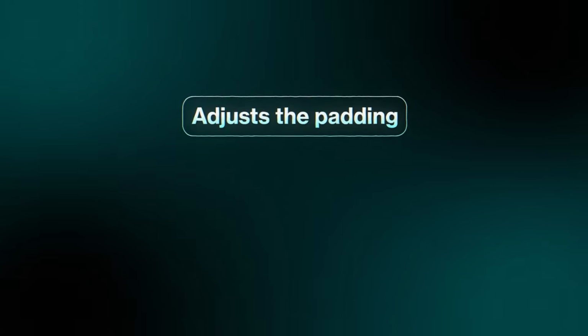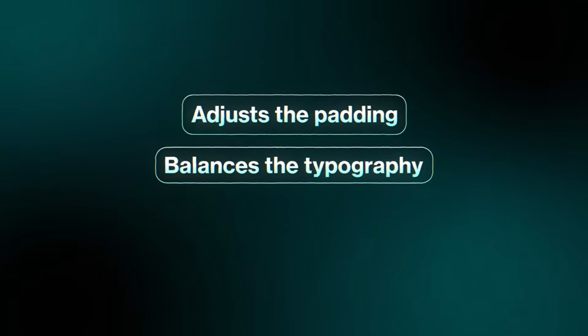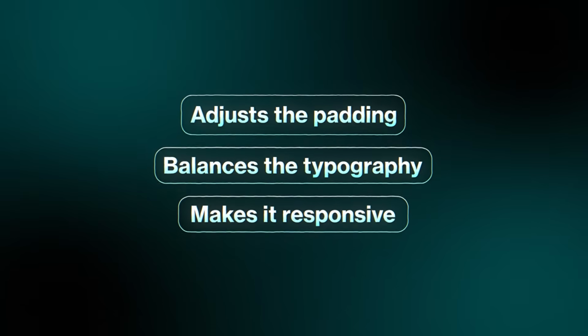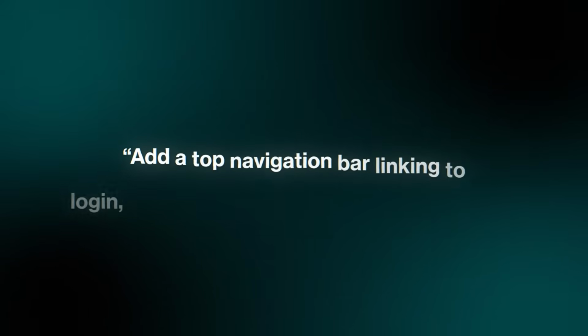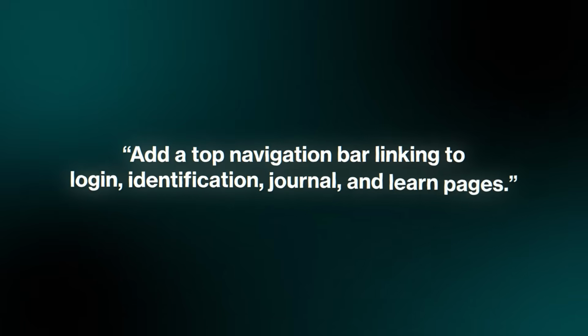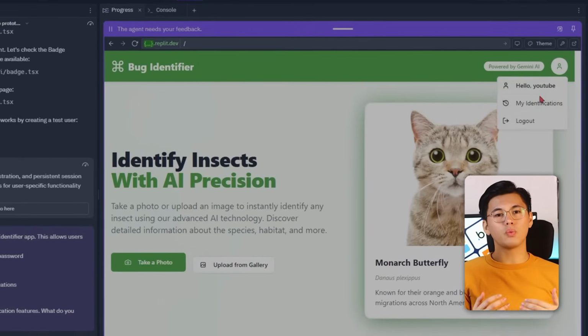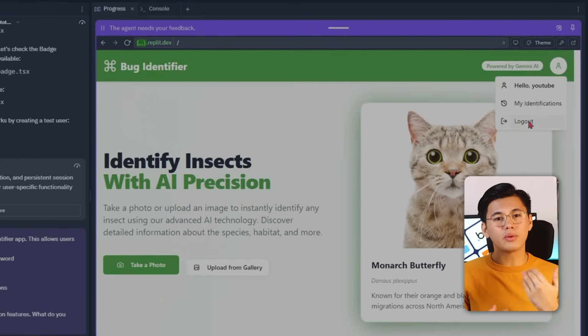It adjusts the padding, balances the typography, and makes sure the entire page is responsive on both desktop and mobile. To wrap things up, let's add a top navigation bar so users can move around easily. Add a top navigation bar linking to login, identification, journal, and learn pages. The links show up right where they should, and everything routes properly.